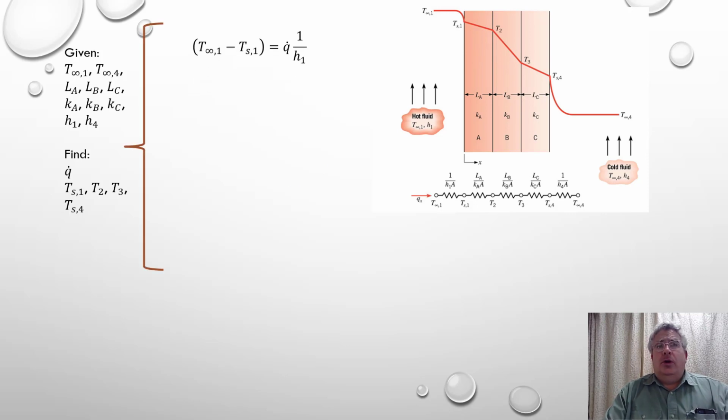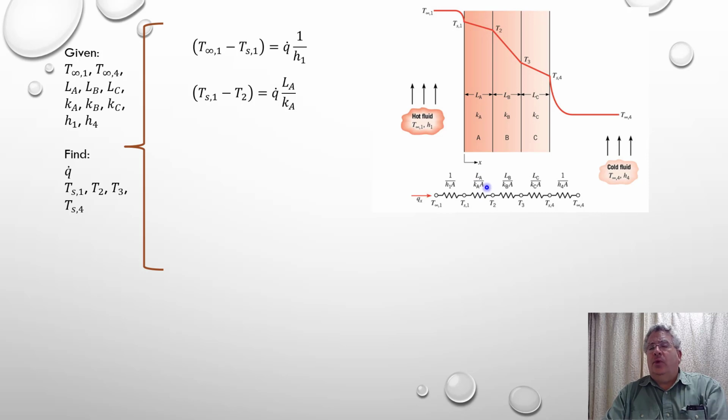Well, we're going to use our circuit analogy. In this case, I know T infinity 1, I've been given that. Now I don't know what TS1, the surface temperature of that wall, is, and I also don't know what Q dot is, but I know that 1 over H1 is the heat transfer coefficient resistance. So I'm utilizing the electrical analogy for convection. But then I can apply that at the next layer. From TS1 to TS2, it's basically my second resistor, LA over KA.